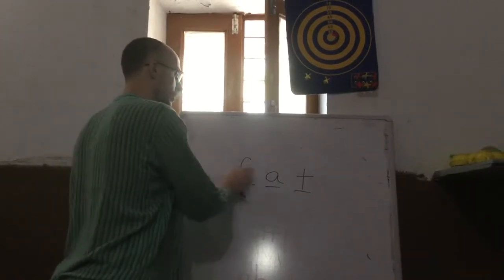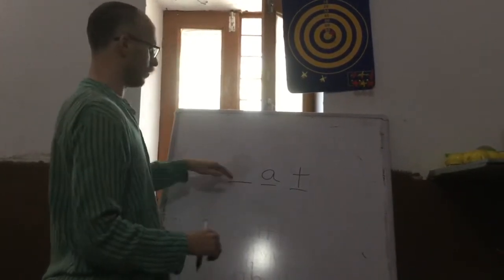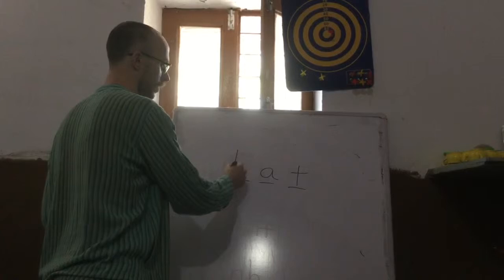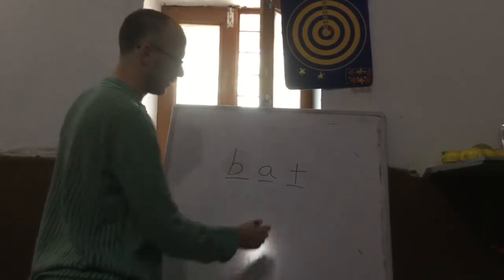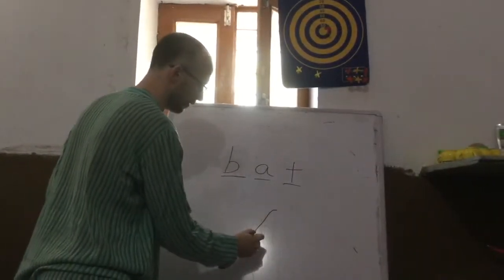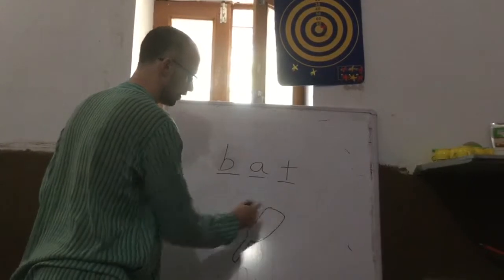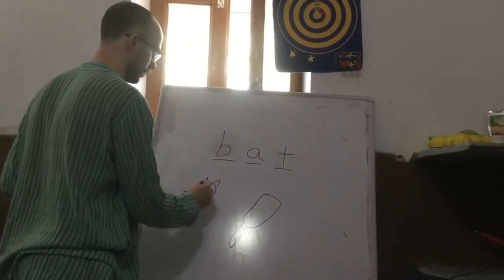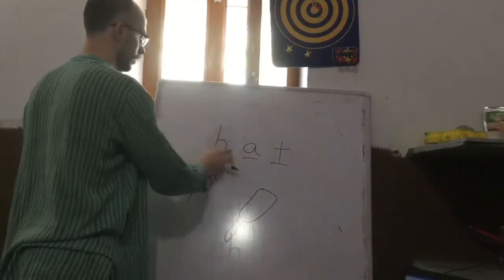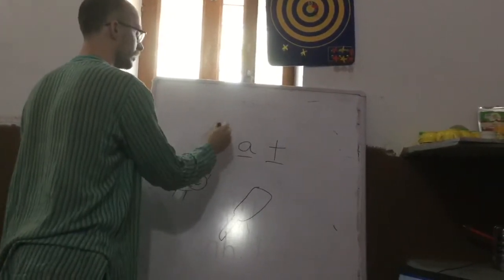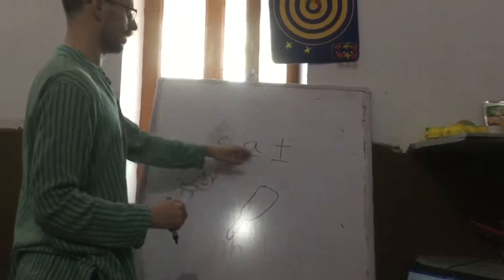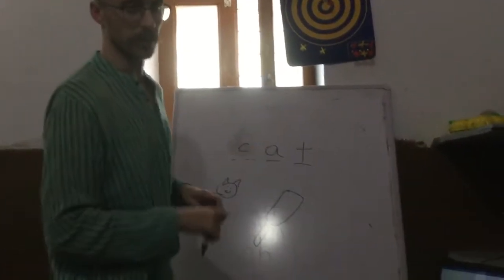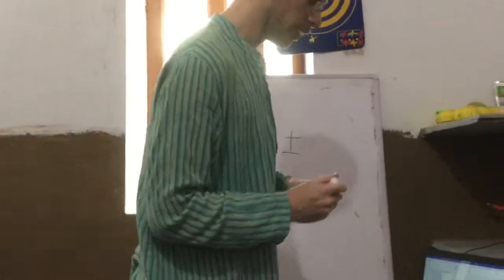Another thing to make it fun, if you want, you can have one student come and write the letter and one student draw a picture. So bat, and then you'd have another student draw a bat. You know, or cat, and do a cat. So the kids can connect the word with the meaning as well. So this is important. So this should be a short thing.